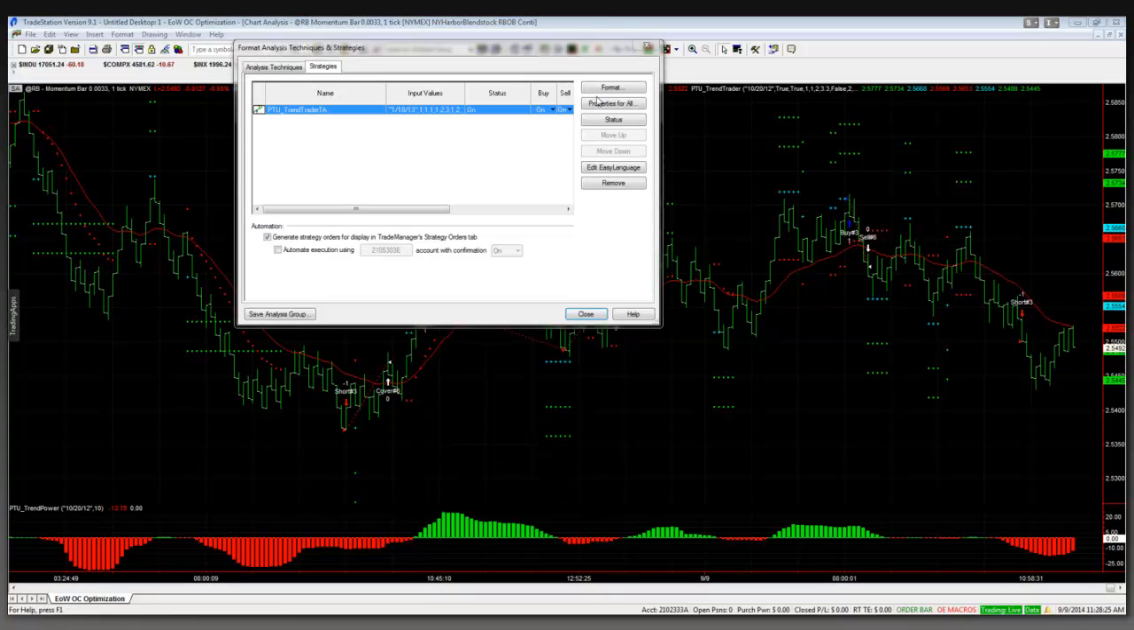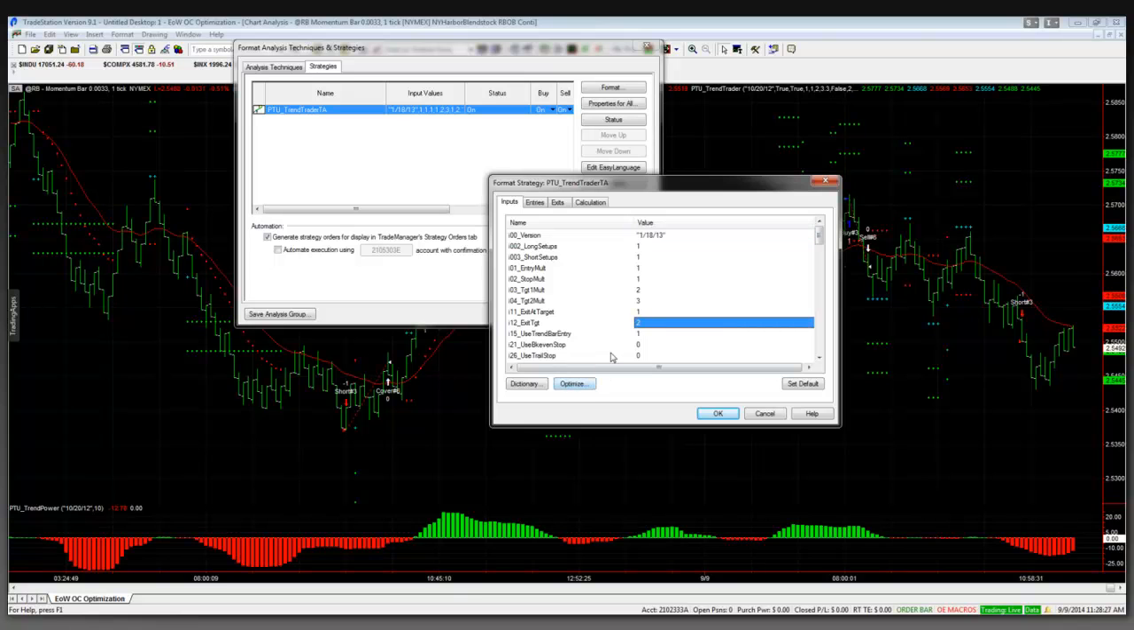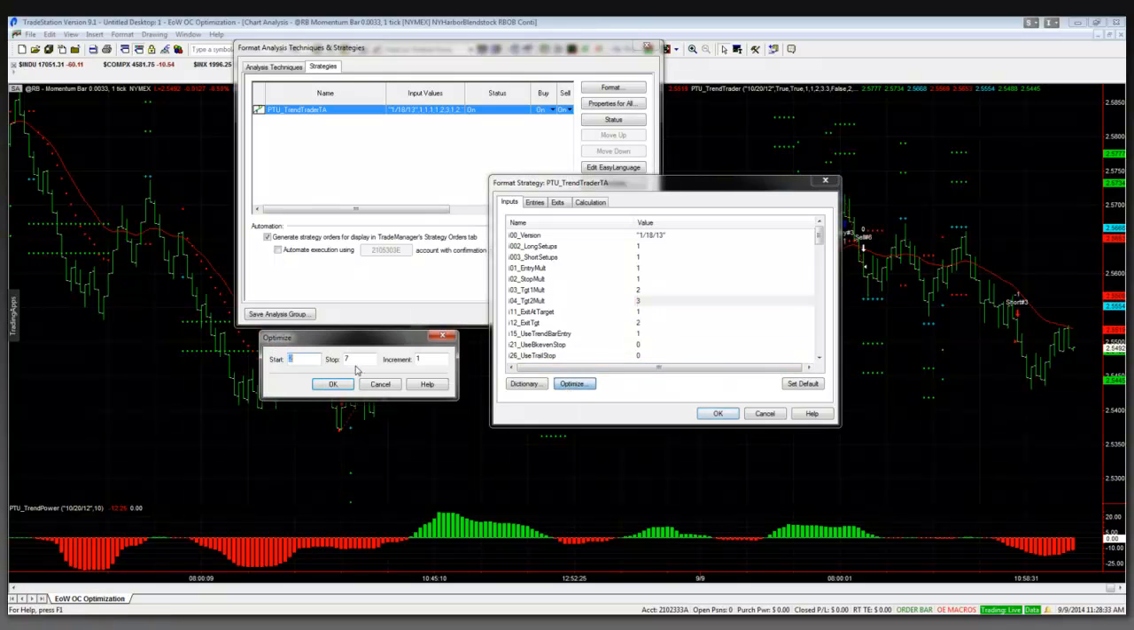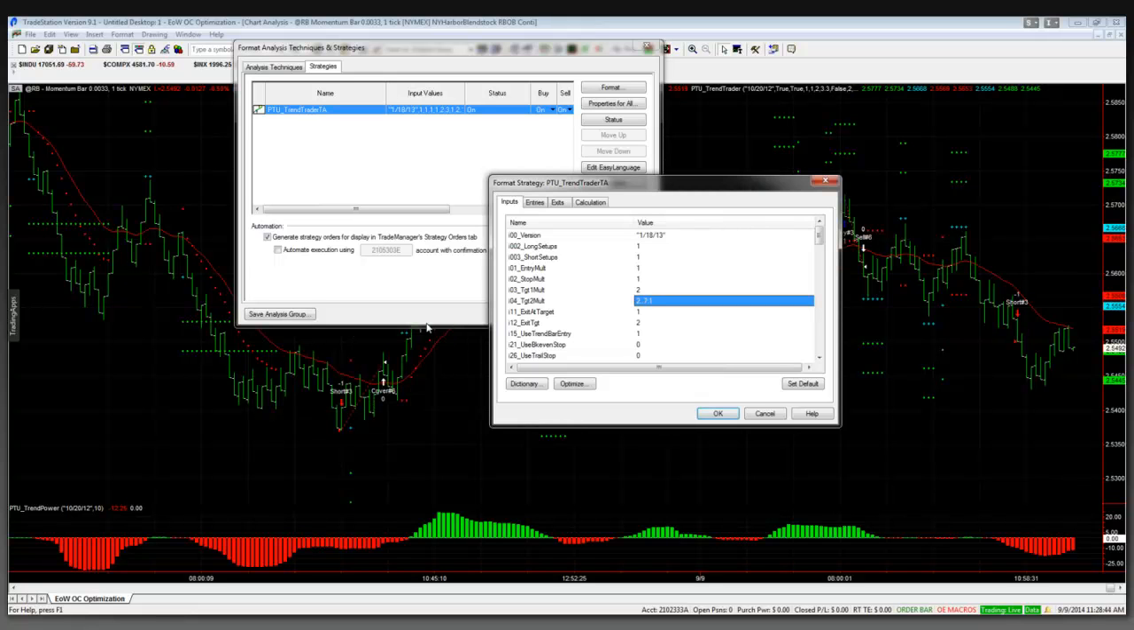In addition, I want to test the target as a multiple of 2 to 7. That means I'm going to go from twice the range bar size, so 66 ticks, up to 7 times this, so over 200 ticks. And I'm going to skip by 1. I'm not going to skip by 1/10 and get too crazy. I don't want to curve fit. I don't want to over-optimize.